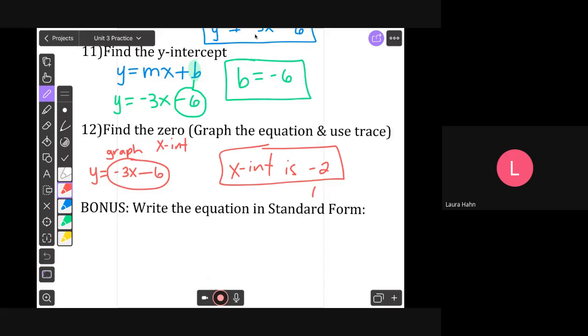Or you could have written it as the point also. But the x-intercept is negative 2. Or you could have said the x-intercept is at negative 2. Okay, so now what we're going to do is we're going to write our equation in standard form.